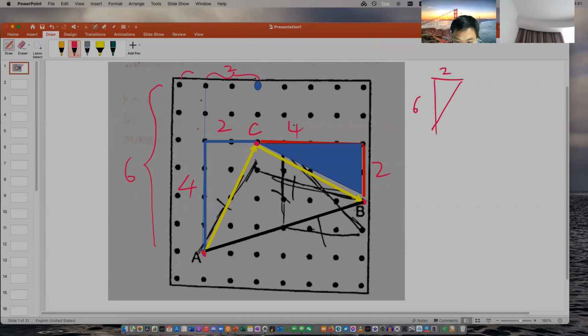Similarly, from this B, do you get 6 and 2? Over here is 1, 2, 3, 4. So it's 4. And over here is what? 1, 2, 3, 4.